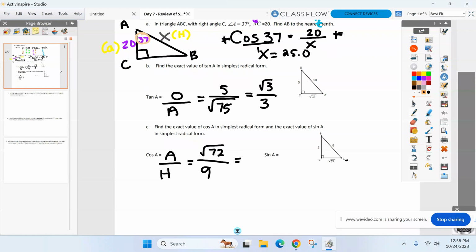And what are we looking at there? 2 radical 2 over 3? Yeah, that's what your calculator should be giving you.